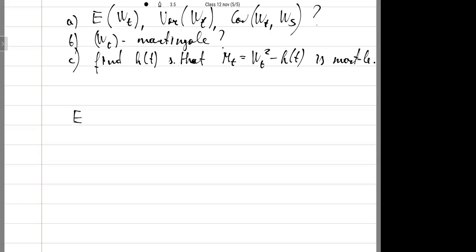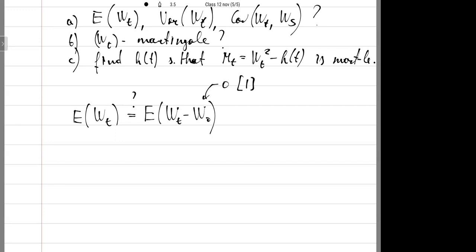Okay, what is the expected value of Wt? Who can use some properties of Brownian motion and state the properties? No. Let's use the properties. It's the expected value of Wt minus W0. Why is it so? Because W0 is 0. I have used property number 1.